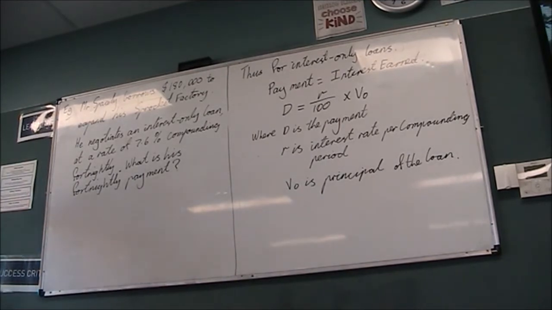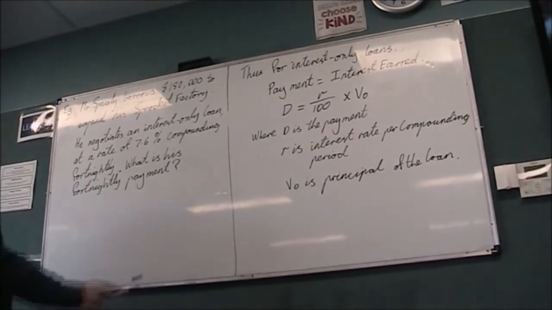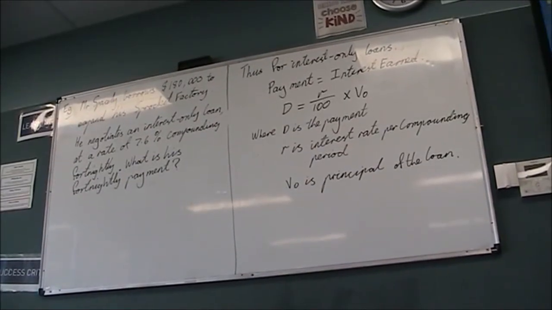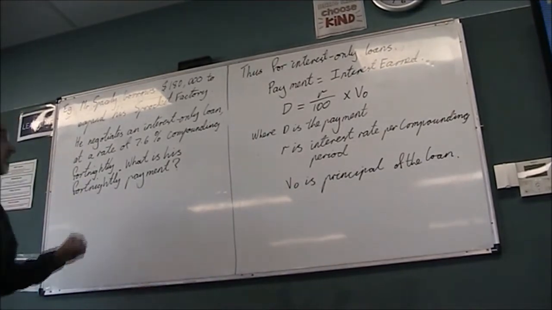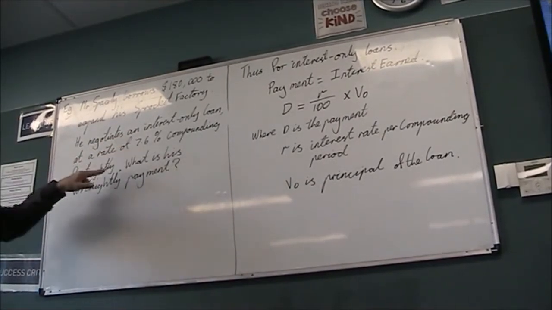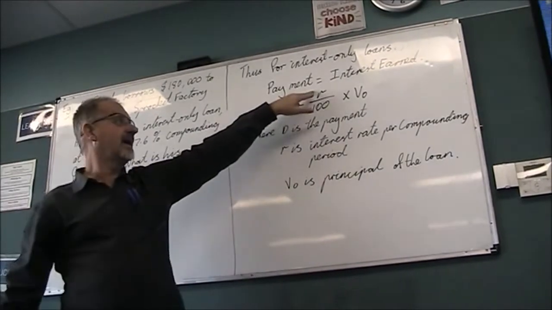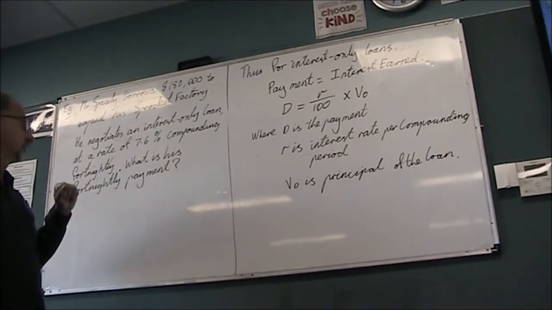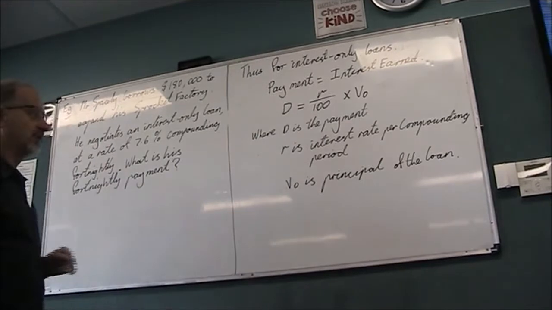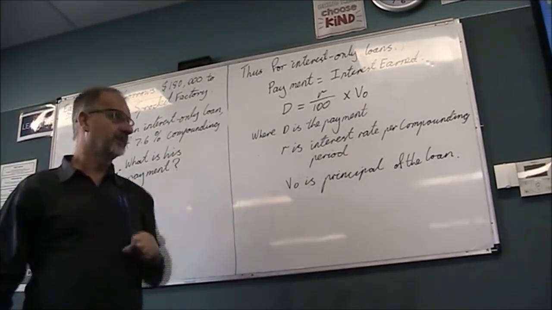So we've got Mr. Spacely borrowing $180,000. That would be our principal. So we got 180,000 borrowed, that's the principal of our loan. Interest only, rate 7.6 compounding fortnightly. So that's our little R, but we need to take the fortnightly into account. And then we can work it out using this formula.